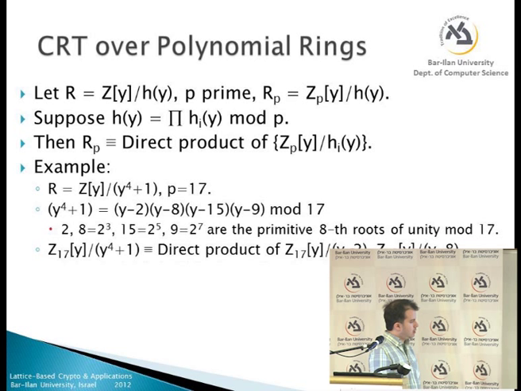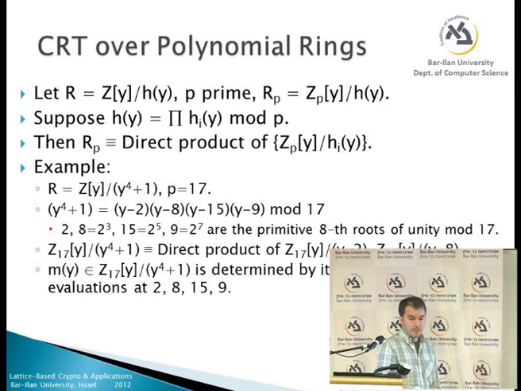Okay, and so this ring decomposes as a direct product of these smaller rings. I talked a little bit about this yesterday, I don't know if you remember, but when you take a polynomial modulo the ideal y minus 2, it corresponds to evaluating that polynomial at 2. When you reduce a polynomial modulo y minus 2, it's just evaluating that polynomial at 2. So when you look at a message polynomial, the messages exist in this ring, they're polynomials, and you can express it by its evaluations, mod 2, 8, 15, and 9, which correspond to what it is in these different rings.